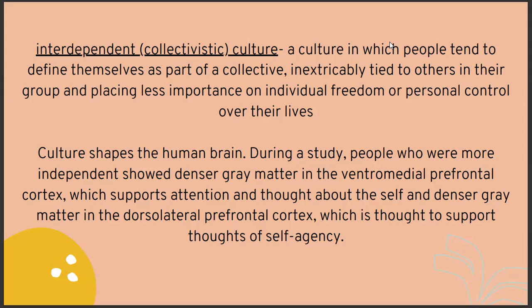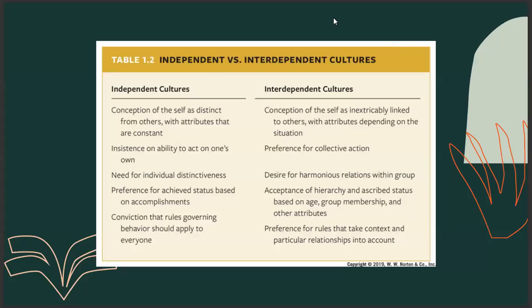During a study, people who were more independent showed denser gray matter in the ventromedial prefrontal cortex, which supports attention and thought about the self, and denser gray matter in the dorsolateral prefrontal cortex, which is thought to support thoughts of self-agency. So our brains literally change depending on what type of culture we are surrounded by, because our brains have to adapt to what's expected of us. And this is a little bit more of a breakdown on some differences between independent and interdependent cultures if you want to look over that.